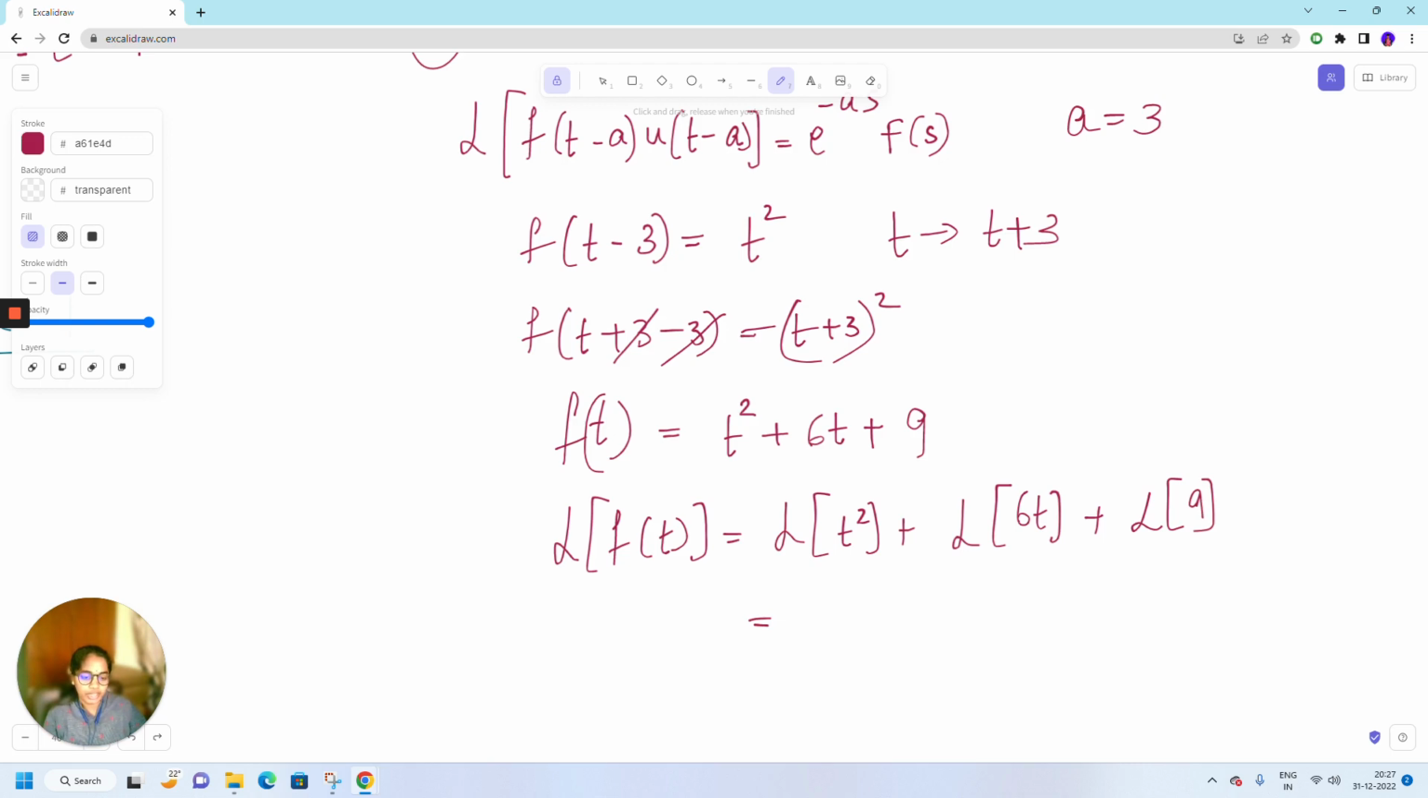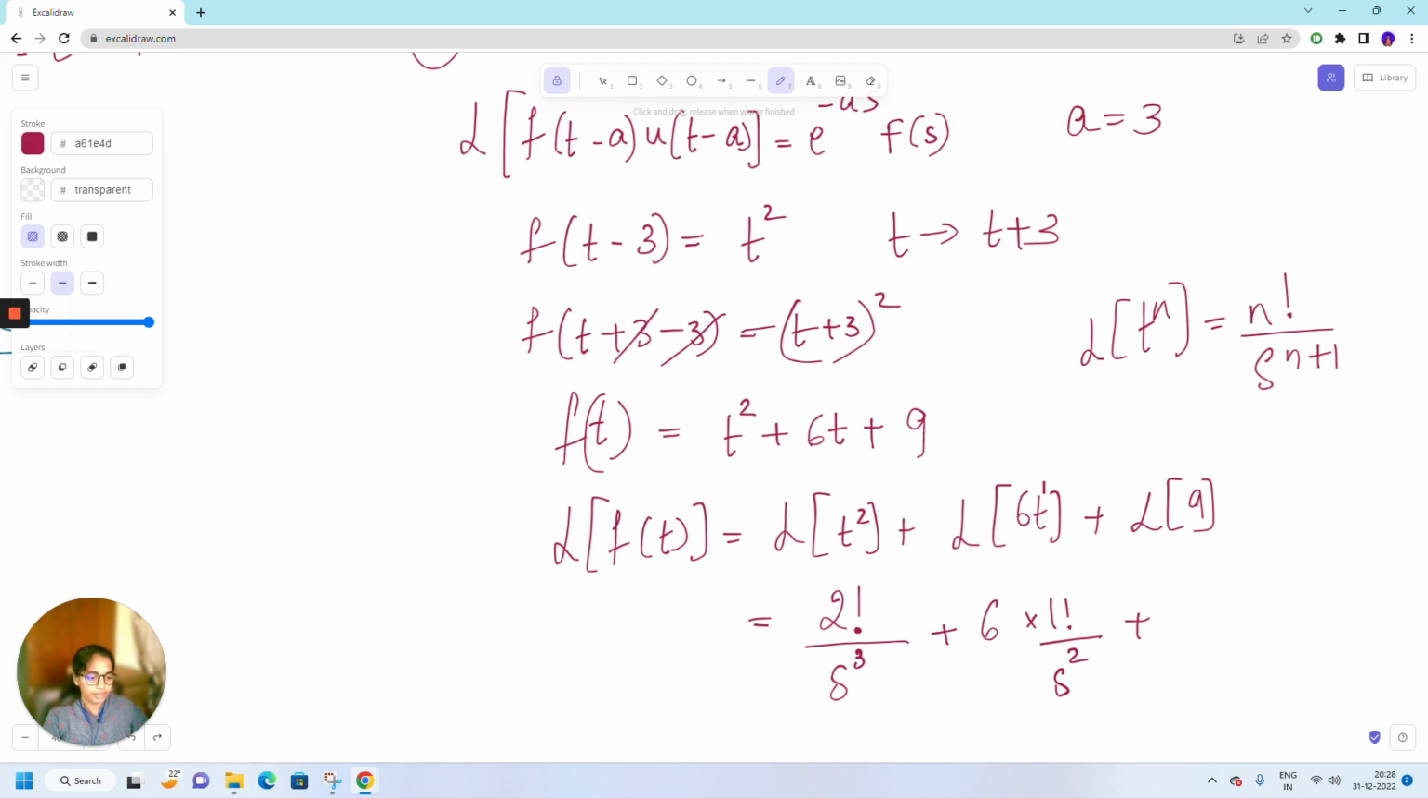Basics of Laplace, the formulas that I gave you: Laplace of t to the power n is n factorial divided by s to the power n plus 1. So here I would get 2 factorial divided by s cube, plus 6 would remain as it is. Since it is a constant, here I have t to the power 1. So I will get 1 factorial divided by s to the power 1 plus 1, that would be s square. Plus Laplace of constant 9 is 9 divided by s. This is our f of s.